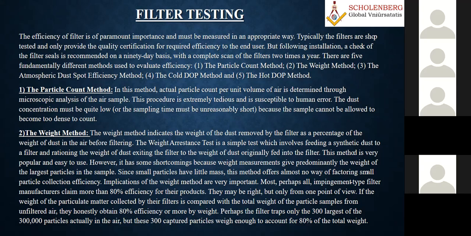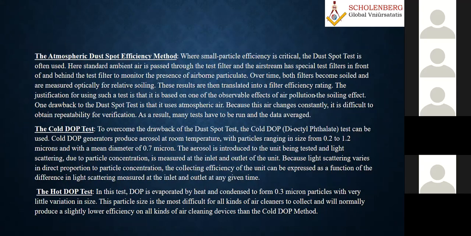You go to the goldsmith. He uses a different kind of weighing scale, isn't it? Though nowadays everything has become digital, up to which level the least count goes depends upon the weighing machine we are using. So that is the reason we have a limitation, but we can use it for some purposes. Then another one is the atmospheric dust spot efficiency method.